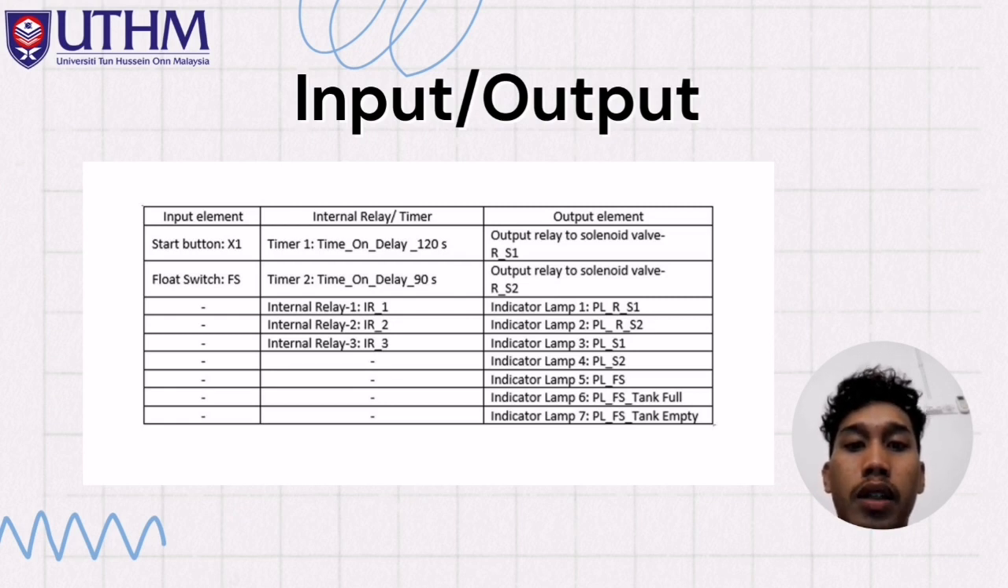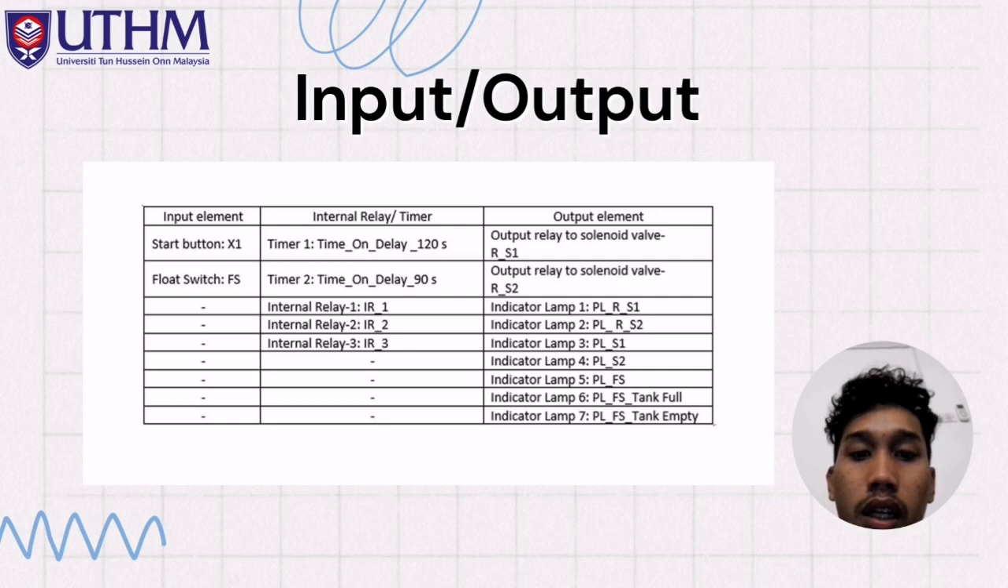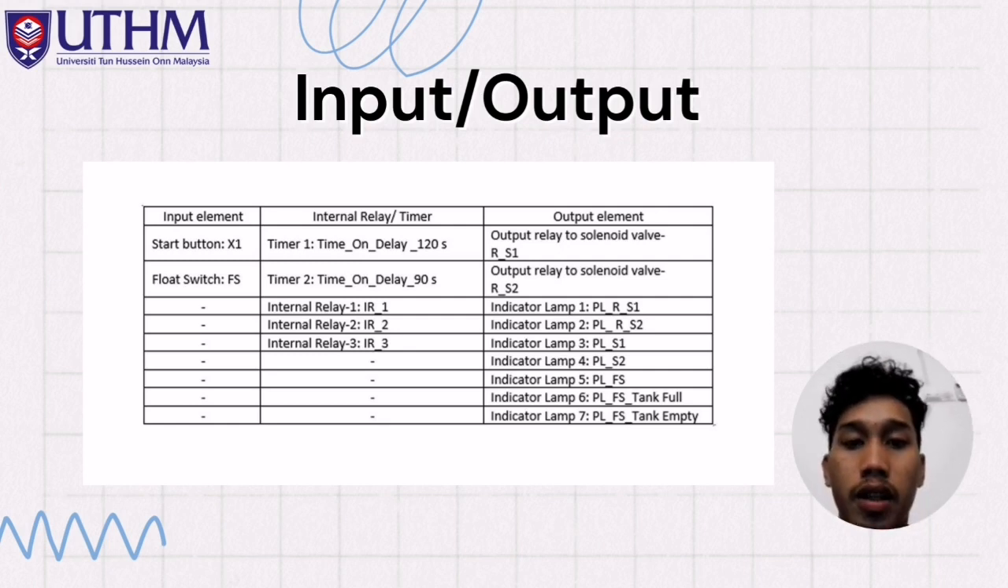Then the output elements are the output to the cylinder above, which is S1, and the output to the cylinder above S2. And we have indicator lamps, so we can determine whether the tank is full or the tank is empty. There are also indicators for solenoid S1, S2, and the float switch.